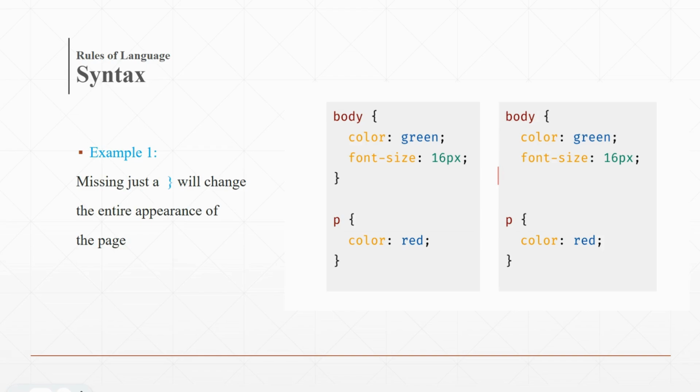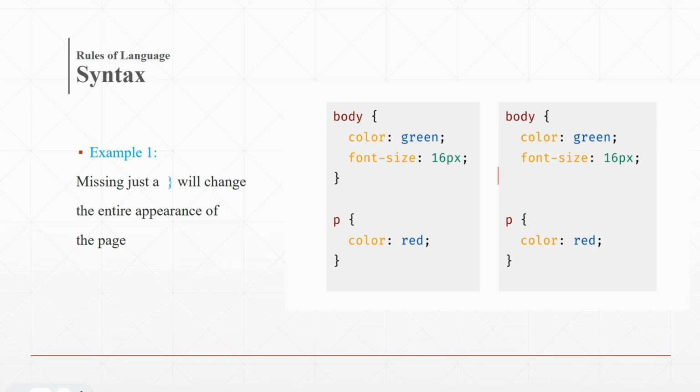So learning syntax is also important. We will see a few examples of how important syntax is. Here in the slide itself, you can see two pieces of code. Near the body, you have an open flower brace. We call it a flower brace, and then there is a closing flower brace. So like this, there is an open flower brace and a closed flower brace.